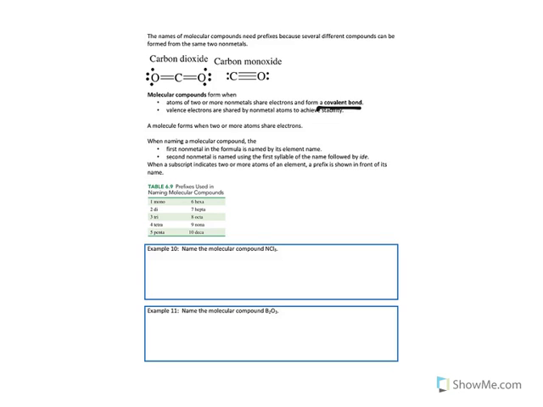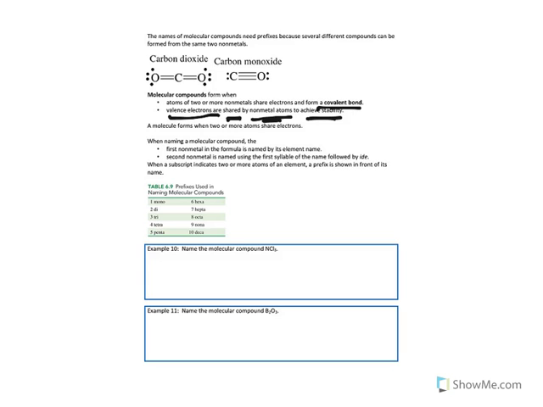Molecular compounds have valence electrons that are shared by nonmetal atoms to achieve stability. Okay, I just want to make that very clear. Instead of having a transfer of electrons, we have a sharing of electrons. When naming a molecular or covalent compound, the first nonmetal in the formula is named by its element name. The second nonmetal is named using the first syllable with the ending changed to "ide." So just like before, except we have no metals now. If there are two or more atoms of an element, we use a prefix to indicate how many there must be.